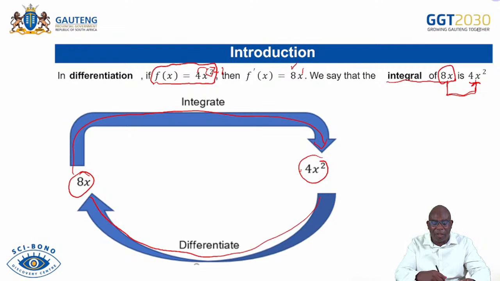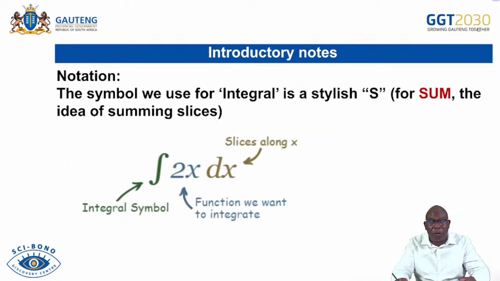So if I differentiate 4x squared, I'm going to get 8x. But if I integrate 8x, I'm going to get 4x squared. So we'll show you how we're going to do that. Now, before we do the activities, let's check what is happening here.